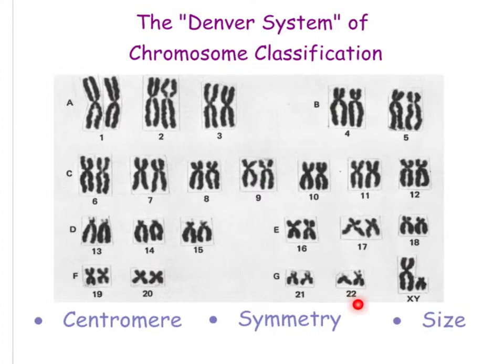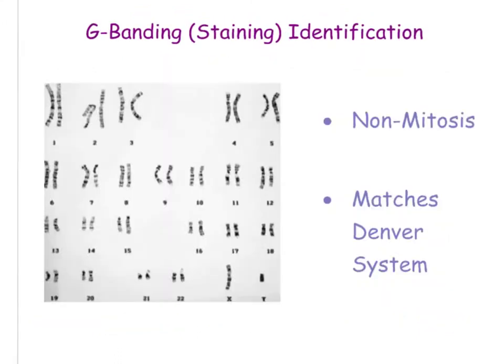We have right here our sex chromosomes. This happens to be a karyotype of a male. If you look at that, it has an X and a Y. So it's a male.